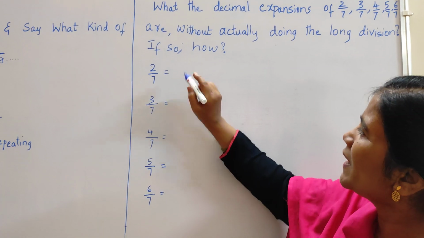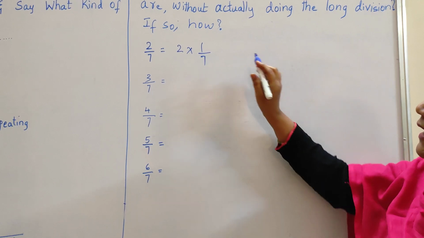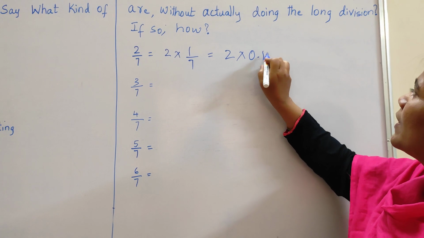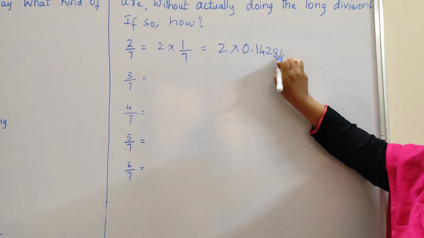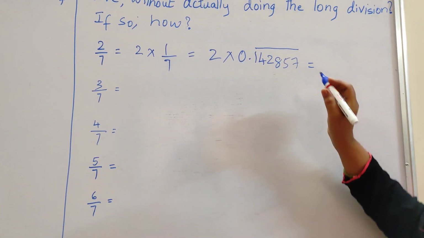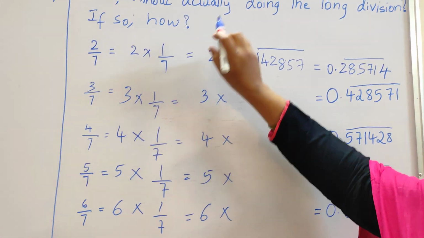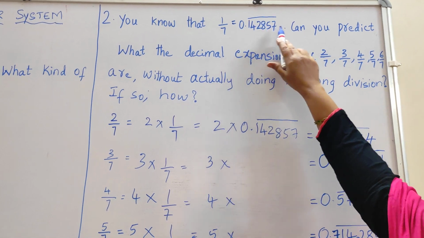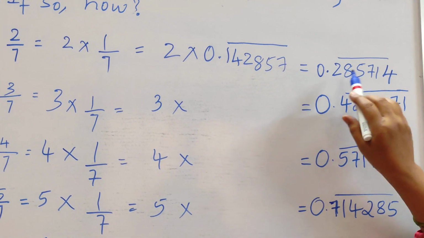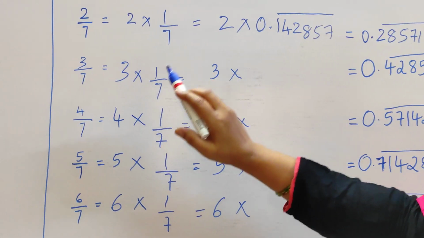So can I write this 2 by 7 as 2 into 1 by 7, children? I can write. So what is this? 2 into 0.142857. Okay. So when I multiply this, I get the answer. 1 by 7 is already given for us in the question, 0.14285. So 2 into 0.14285 is 0.285714 after multiplication.